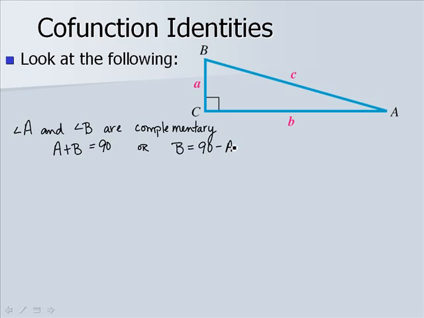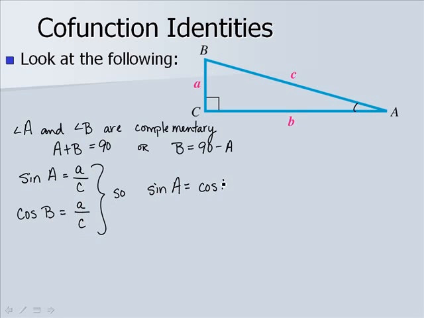Now let's also notice that the sine of angle A would be the opposite side, which is a, over the hypotenuse, which is c. Also, if we look at the cosine of angle B, then that would be the adjacent side, which is a, over the hypotenuse, which is c. So we see that the sine of A and the cosine of B are defined to be the exact same ratio. So the sine of A is equal to the cosine of B, which indicates that these are cofunctions.